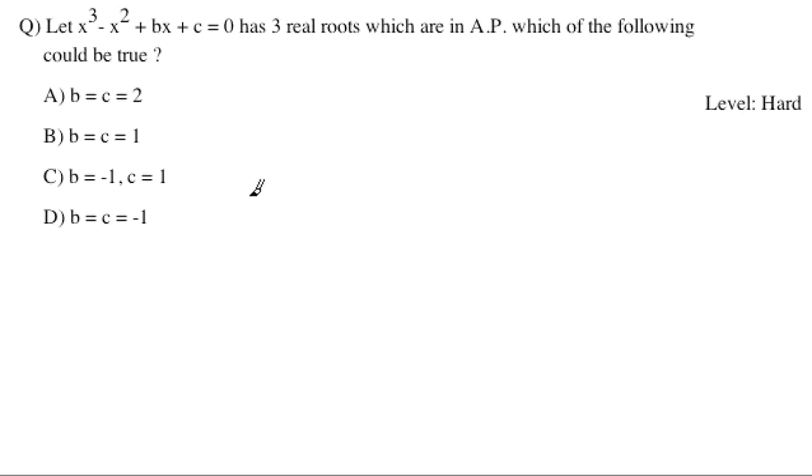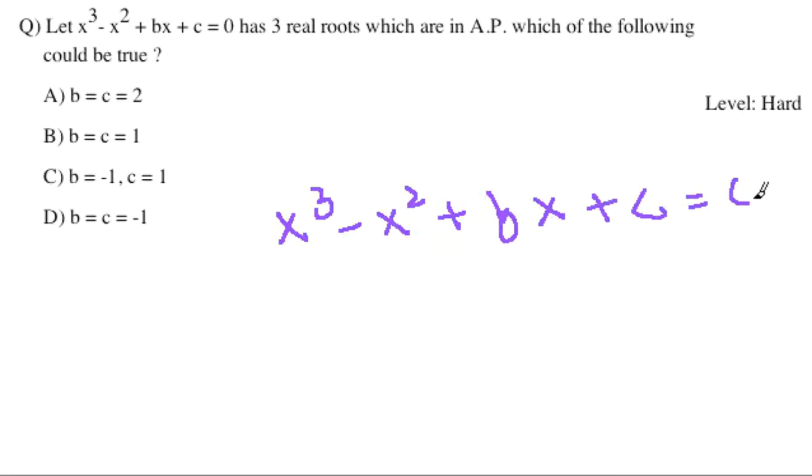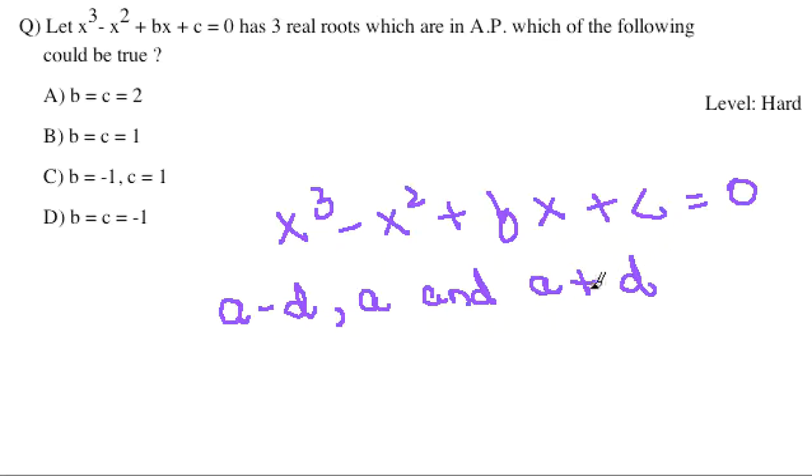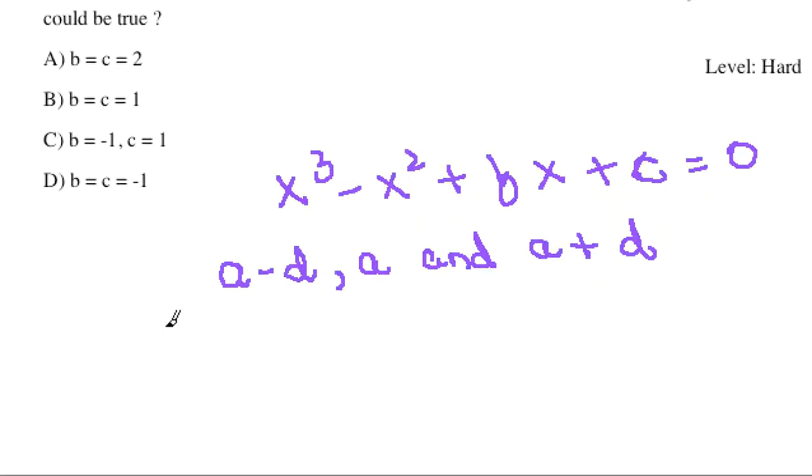Okay, so here we have the cubic polynomial x cube minus x square plus bx plus c equal to 0. Now let us assume that the three roots which are in AP are a minus d, a and a plus d. Whenever we have to assume three terms in an AP, we always assume these three to make the computations easier.